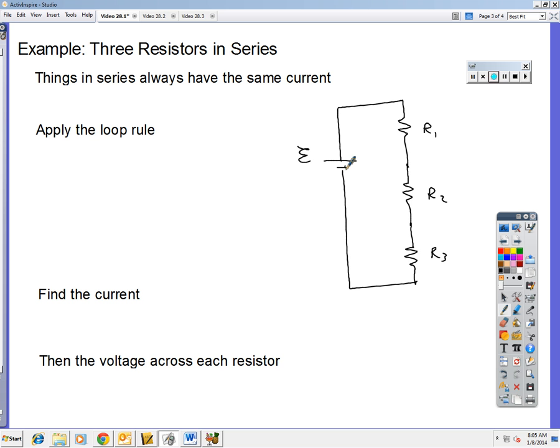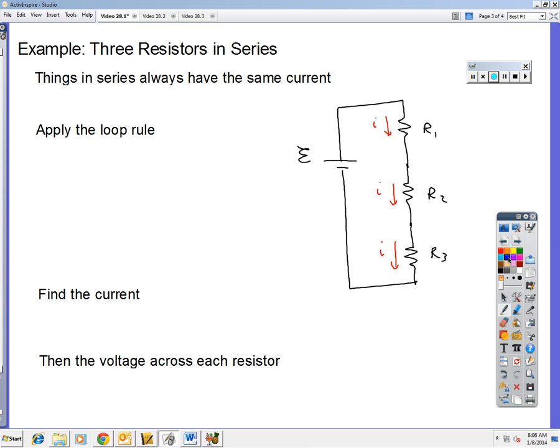Now, the first thing for the loop rule, we have to guess the direction of the current through the resistors. And this is a pretty easy one. I'm going to guess that the current goes downward through all 3. Now, the other thing is that because they're in series, I can say that they all have the same current. Because once the current goes through resistor 1, it's got to go somewhere, and really the only place it can go is then through resistor R2 and resistor R3.